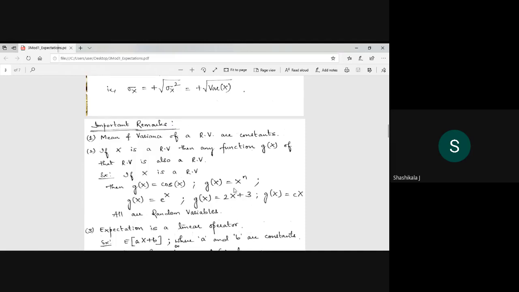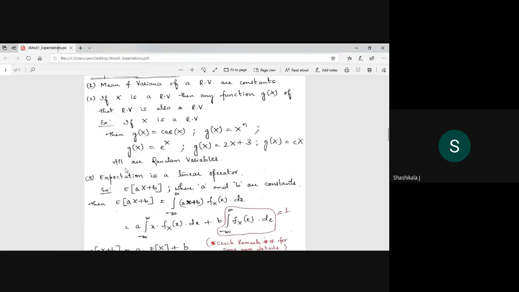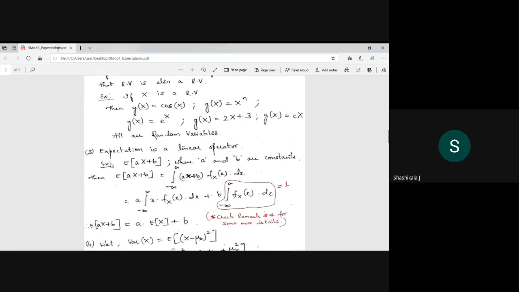That also exhibits the randomness in nature, because that depends on this x. Okay, so that is the second point. Next is, expectation is a linear operator. So expectation, you know that is linear.